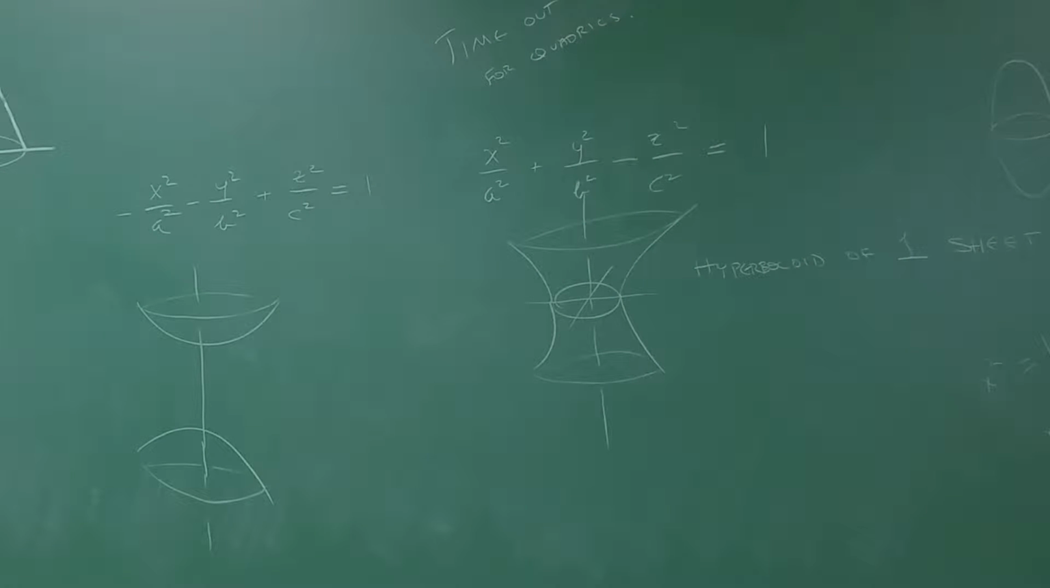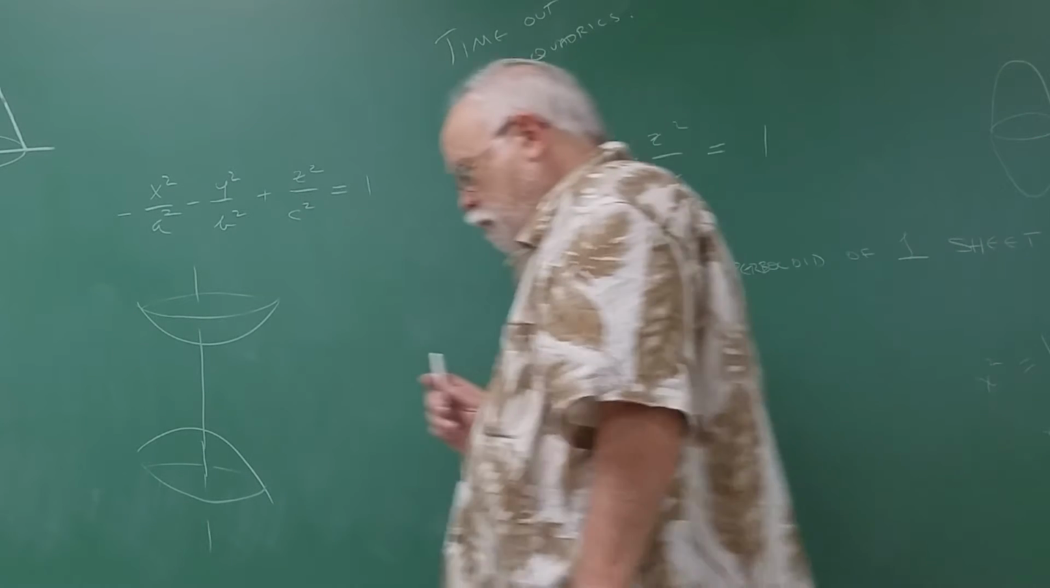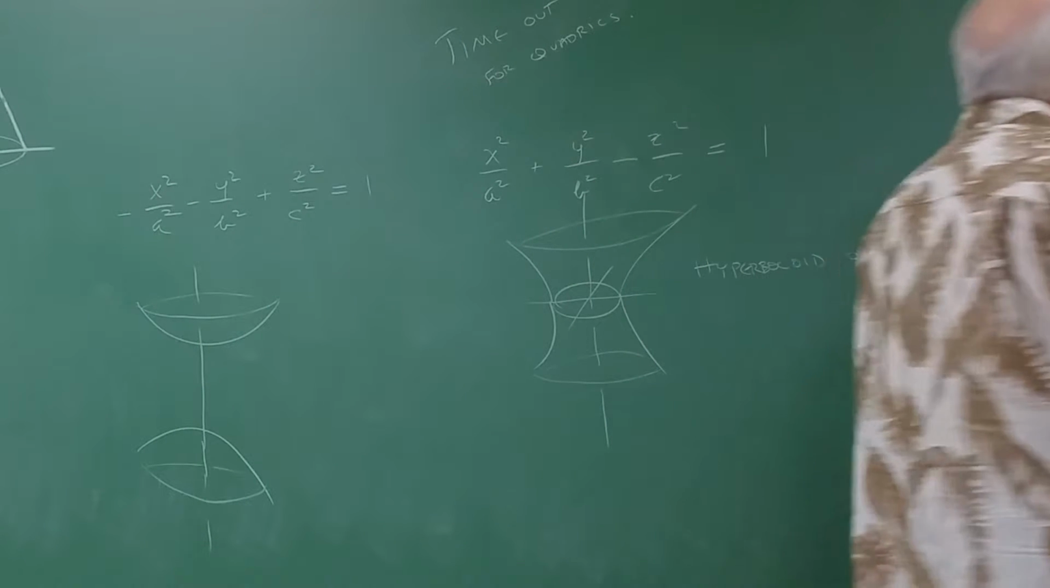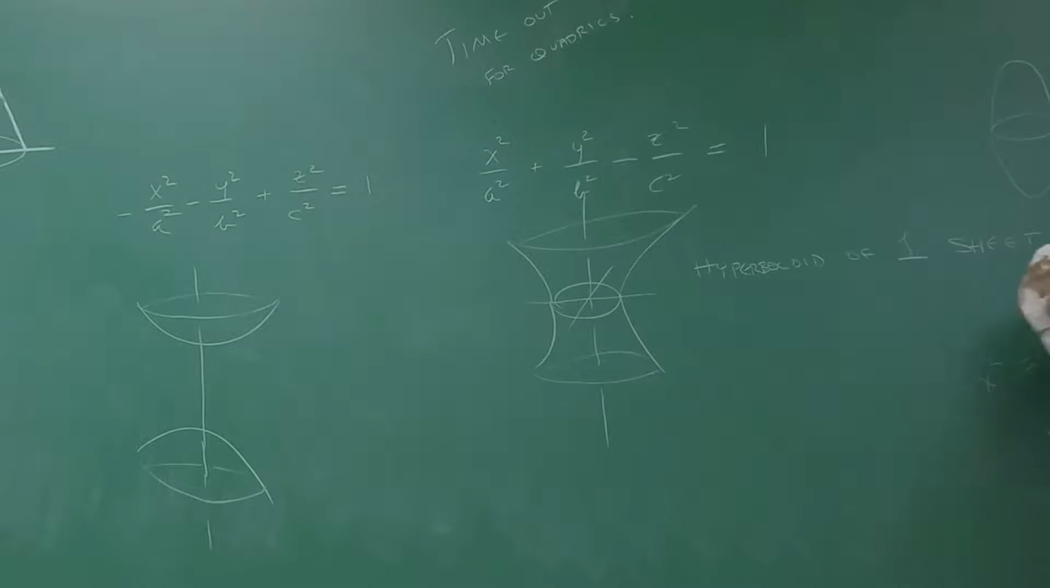Now, we're back in two dimensions. What do hyperbolas have that parabolas and circles and ellipses do not have? Asymptotes. Okay, so let's talk about the asymptotes of a hyperbola. And then we're going to do the asymptotes of a hyperboloid.